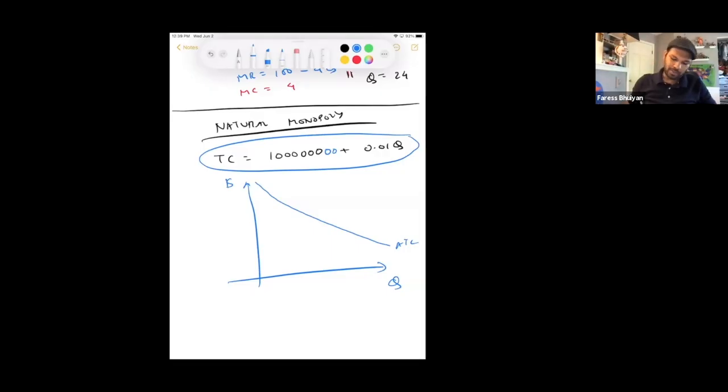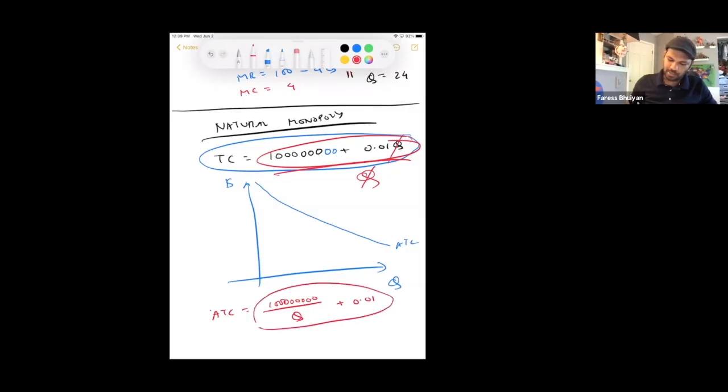So the way to think about this is, in this particular problem, average total cost is equal to this thing divided by Q. So you get 100 million divided by Q plus 0.01, because when you divide this by Q, they will cancel out. And if you notice, this thing is definitely going down, down, down as Q goes up, up, up. And you don't want to keep sending satellites.